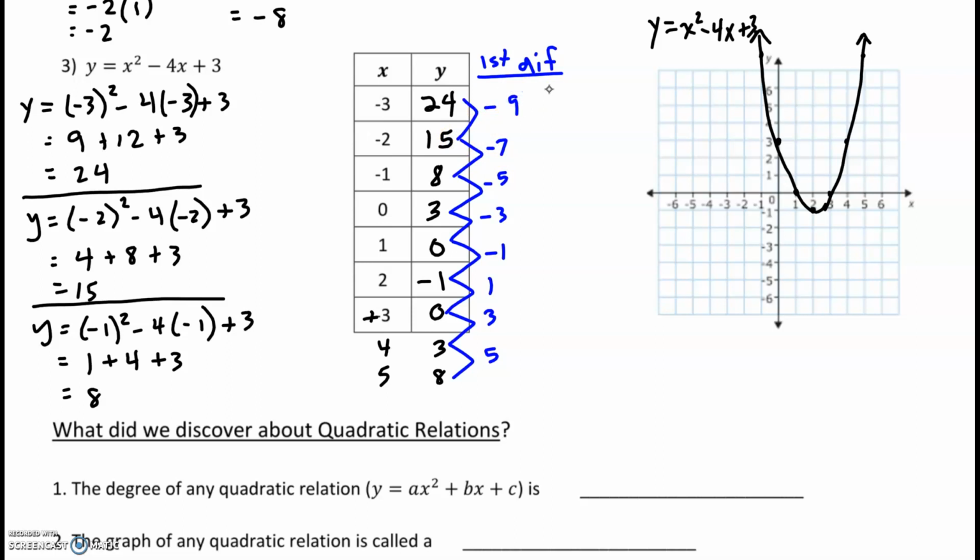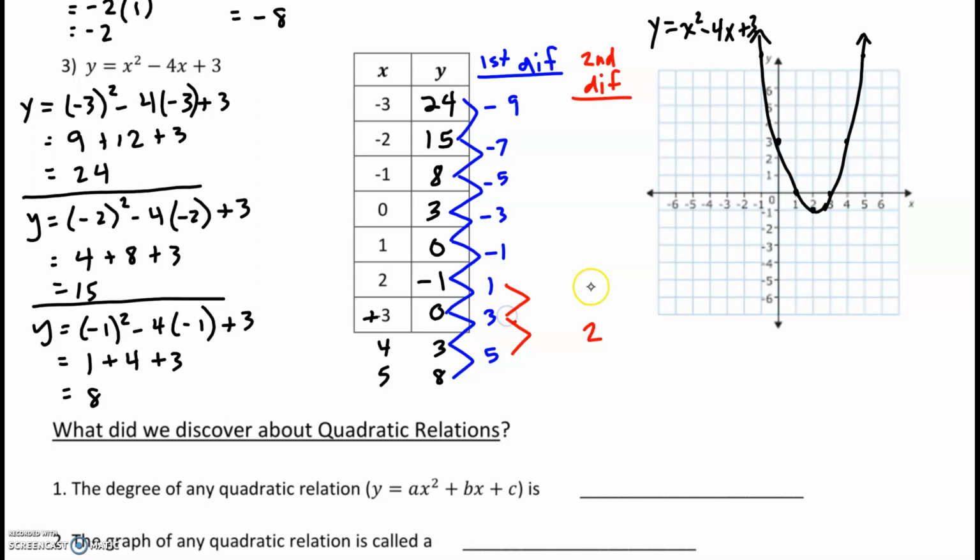So sure enough, all our first differences are not constant. That's what we expect because this is not a linear relationship. So now we look at our second differences. And for these, I am expecting a constant number. So let's check it out. Starting at the bottom, 5 minus 3 is a 2.